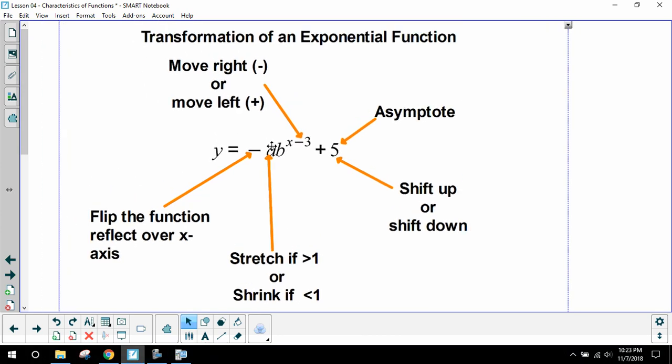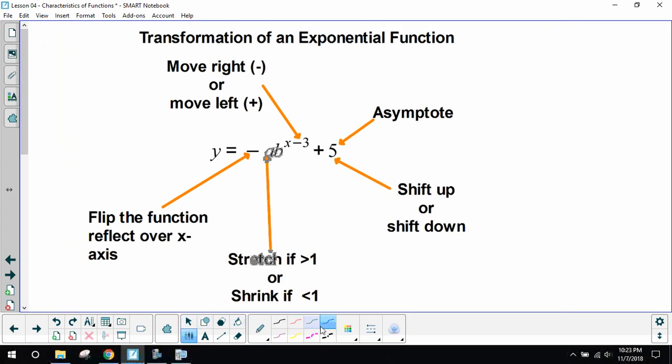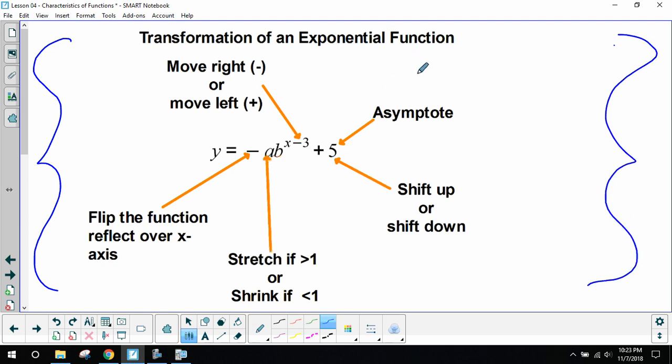Transformations, exponential functions. Okay? Again, this could be y, could be f of x, doesn't matter. First one, flip the function, reflect over the x-axis. Reflecting. Sometimes I'll say flip, but we're reflecting, okay? A. Again, just like before, stretch if it's greater than 1, shrink if it's less than 1. Okay, I'm telling you, these rules you'll see playing out all through math, and they're pretty much the same thing all through math.